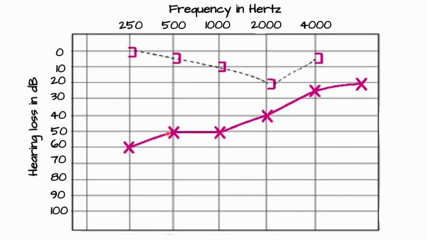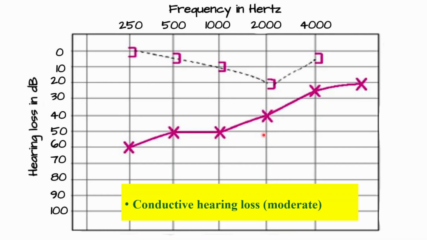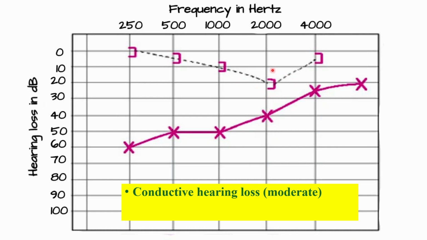But there is another finding in this graph as well. So that finding is, if you see closely, there is a small dip at 2000 hertz. So there is a dip in bone conduction at 2000 hertz, which is known as Carhart's notch. So this typical graph or audiogram is present in a single disease.